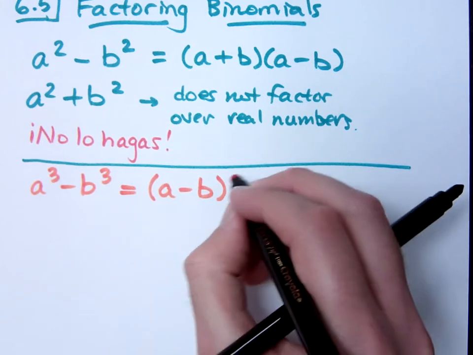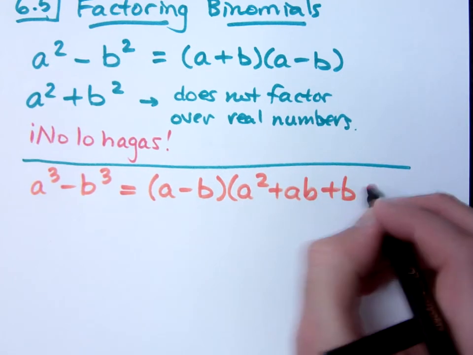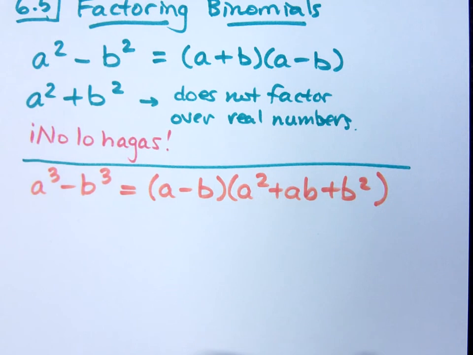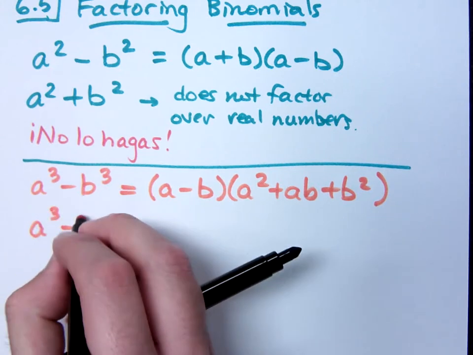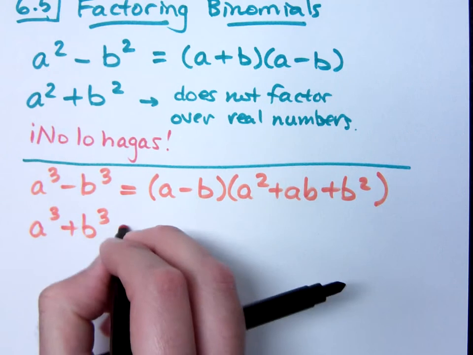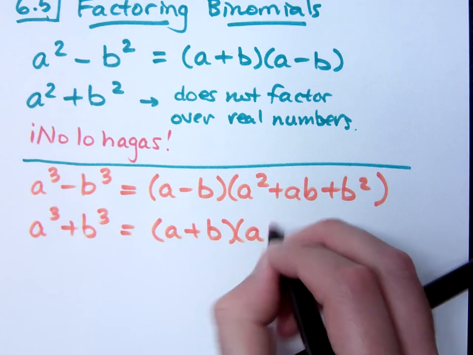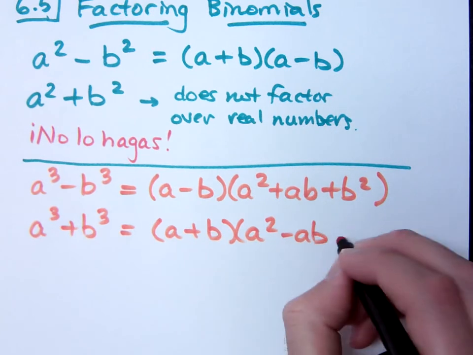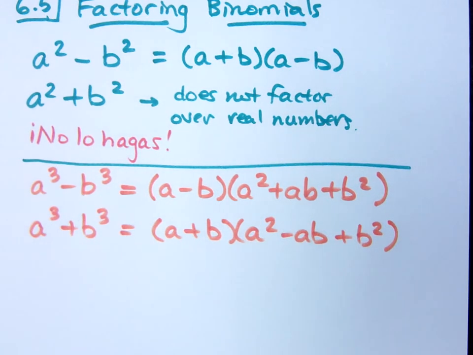Now, there are formulas for the cubes, and we're going to look at these guys more tomorrow. But I want to go ahead and put them out here so you have them in your notes. The difference of cubes is a minus b times a squared plus ab plus b squared. The sum of cubes does factor, and it factors very similarly to the difference of cubes. It's a plus b times a squared minus ab plus b squared. These are formulas that you are going to have to know because I never give you anything, nor do I intend to give you anything.